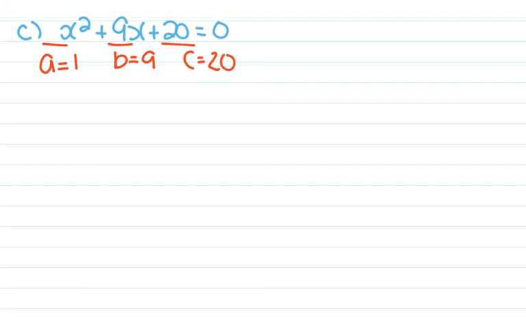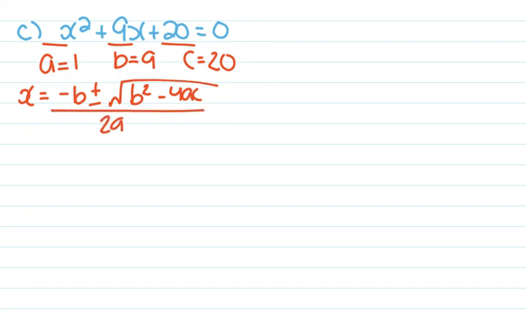X squared plus 9x plus 20 equals 0. So let's identify A, B, and C. So A equals 1, B equals 9, and C equals 20. Now we'll write out the quadratic formula. X equals negative B plus or minus the square root of B squared minus 4AC divided by 2A. And now we'll plug those values in where they belong.